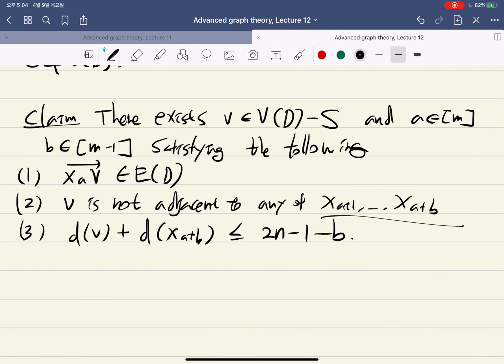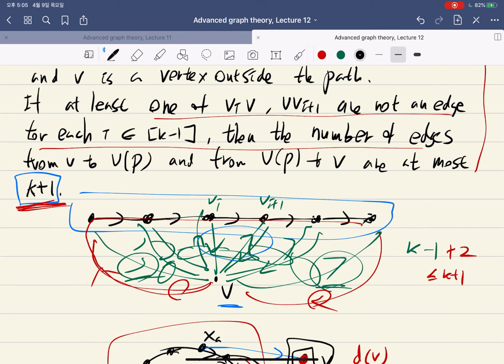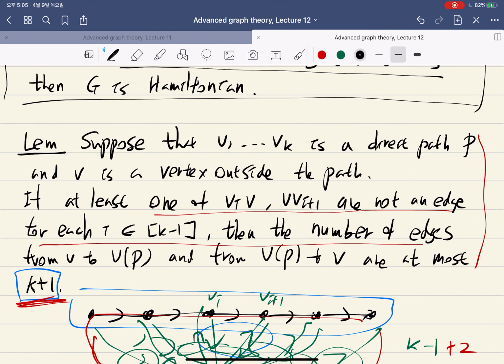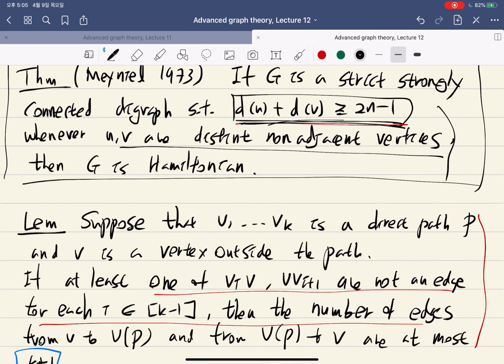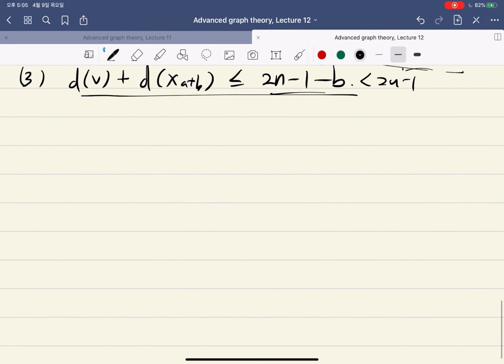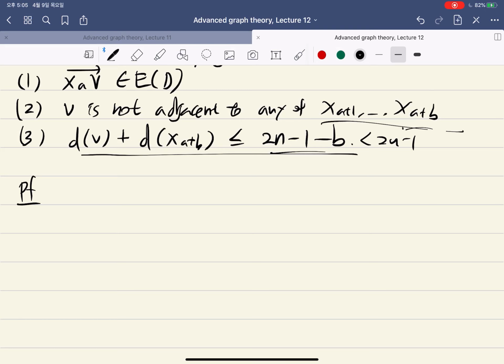So once we show this claim, then we are done, because we found two vertices with b at least 1. So this is strictly smaller than 2n minus 1. So two vertices contradicting this assumption, which proves that this graph must have a Hamilton cycle. So it's only left to prove this claim.